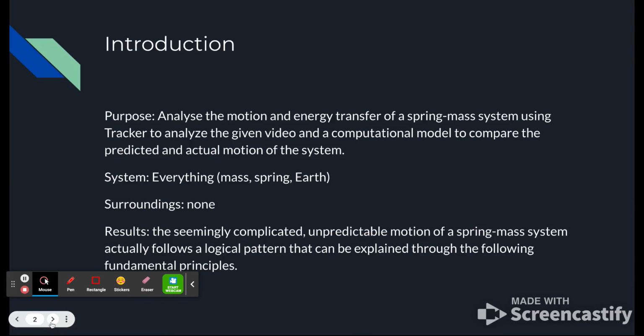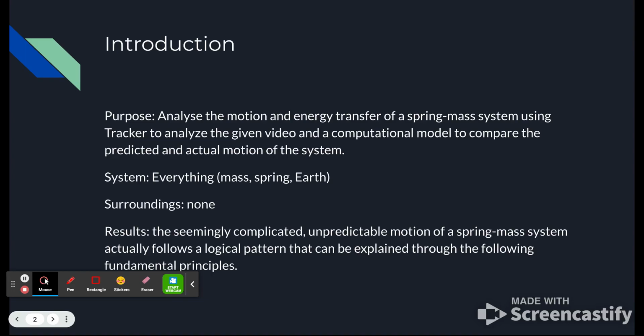So just as an introduction, the purpose of the lab was to analyze the motion and energy transfer of a spring mass system, using Tracker to analyze the given video and a computational model to compare the predicted and actual motion of the system. And the system included everything: the mass, spring, and Earth, and there were no surroundings.